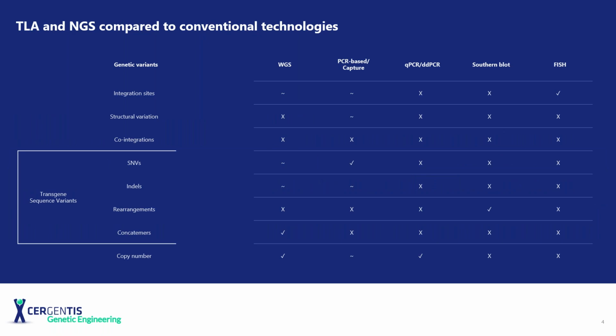So to be a bit more exact in what TLA can offer in comparison to other conventional techniques, I'd like to draw your attention to this table. I assume you're all familiar with these well-known techniques and what they have to offer in terms of identifying genetic variants. For example, FISH is commonly used to determine integration sites and whole genome sequencing to check for any concatemers. However, all the techniques shown above come with their disadvantages.